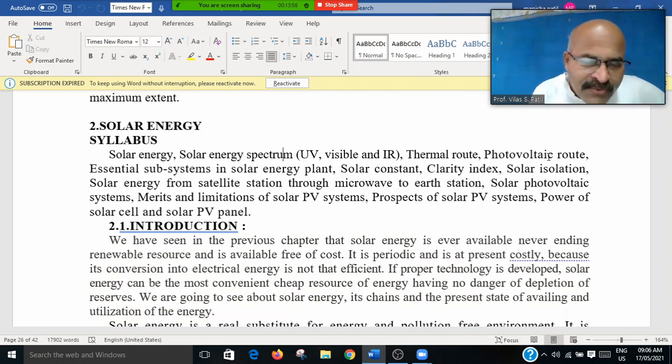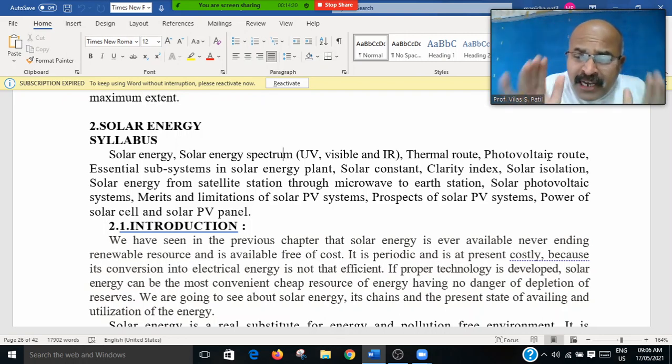Again, essential subsystems in the solar energy plant. We have to convert the solar energy into electrical energy. At that time, we have to design the solar energy plant. The whole plant is used to convert the solar energy into electrical energy.